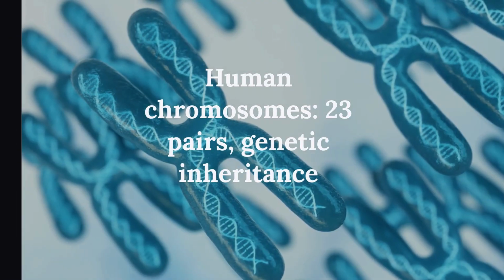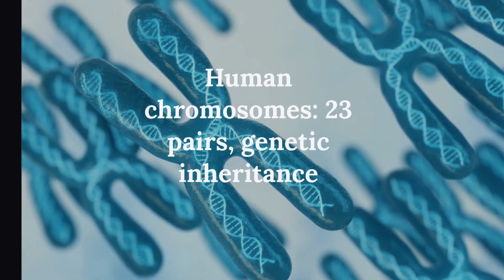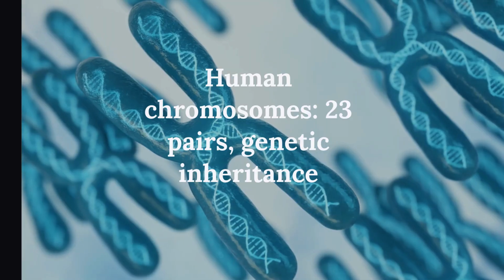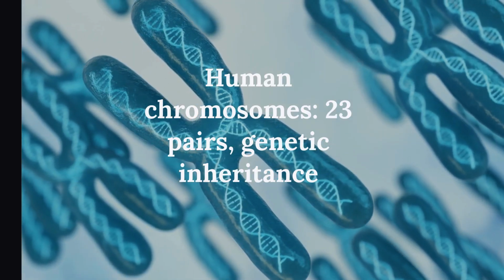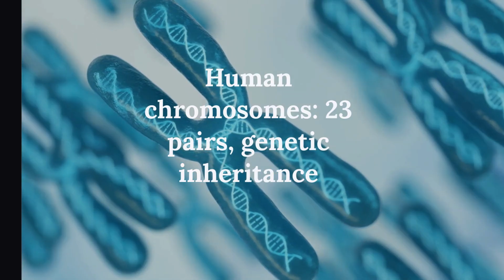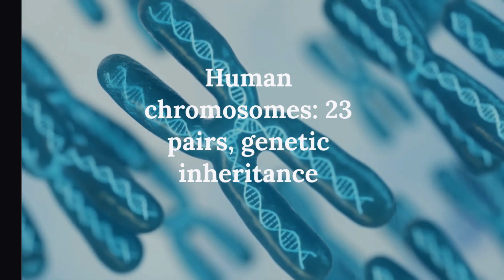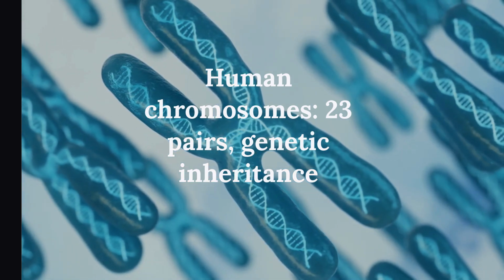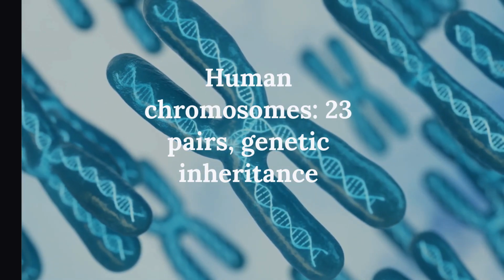Humans possess 46 chromosomes, arranged in 23 pairs. This includes 22 autosome pairs and 1 sex chromosome pair. Each parent contributes 1 chromosome per pair. Thus, offspring inherit half their genetic material from each parent. Chromosomes contain thousands of genes, determining traits and functions.